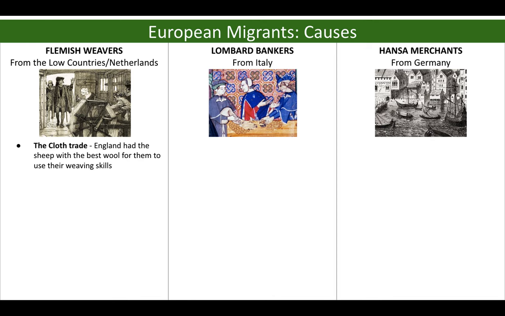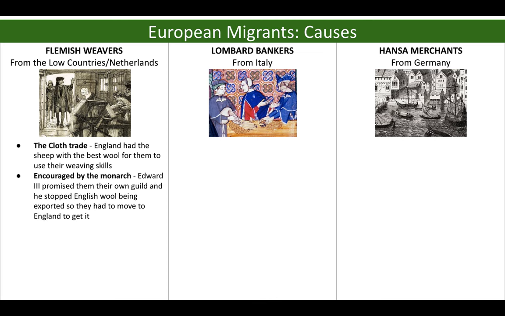The Flemish weavers come for the cloth trade. The clue is in the name. They are very, very talented at weaving wool to make cloth, but England has the best wool from the best sheep, so if they want to use it, it works for them to come here. They are encouraged by the monarch to come. Edward III promised them their own guild, which is like a business organisation, and he actually stops English wool from being sold to the Low Countries to make sure Flemish weavers have to move here if they want to use it.